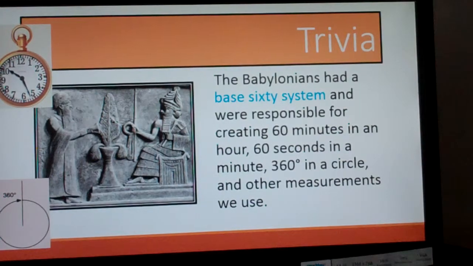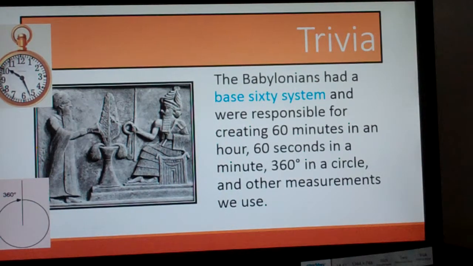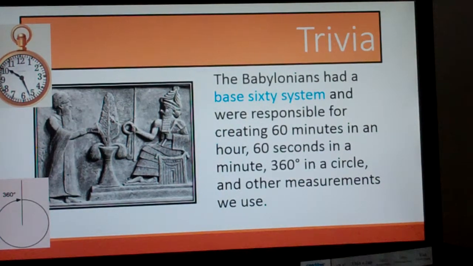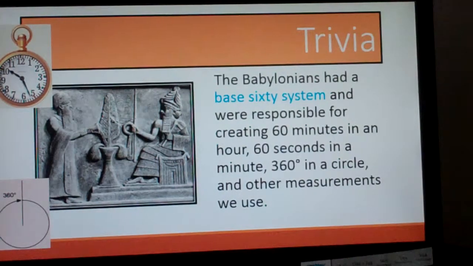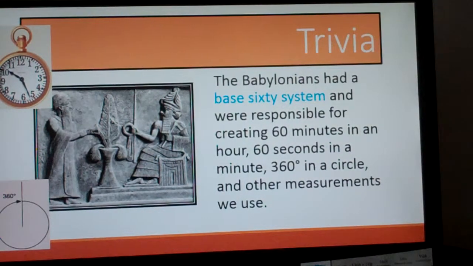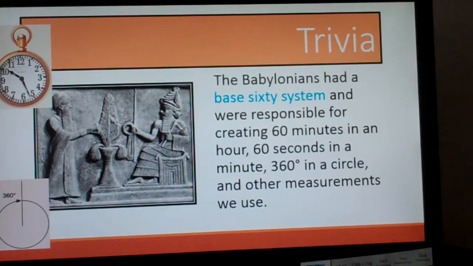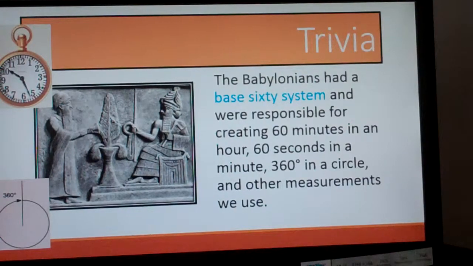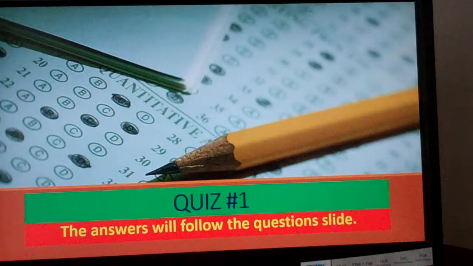Trivia. The Babylonians had a base 60 system and were responsible for creating 60 minutes in an hour, 60 seconds in a minute, 360 degrees in a circle, and other measurements we use. All right.